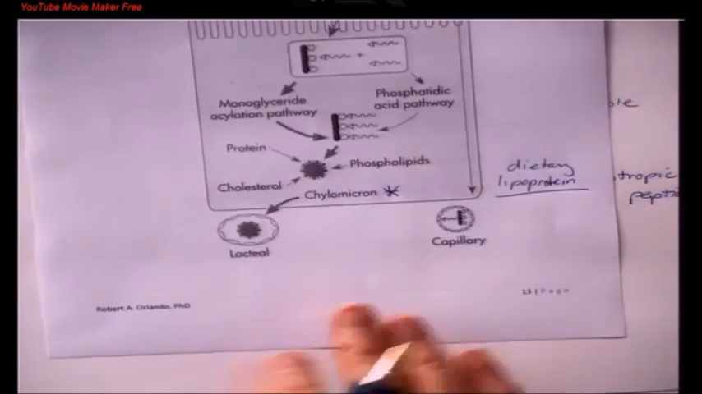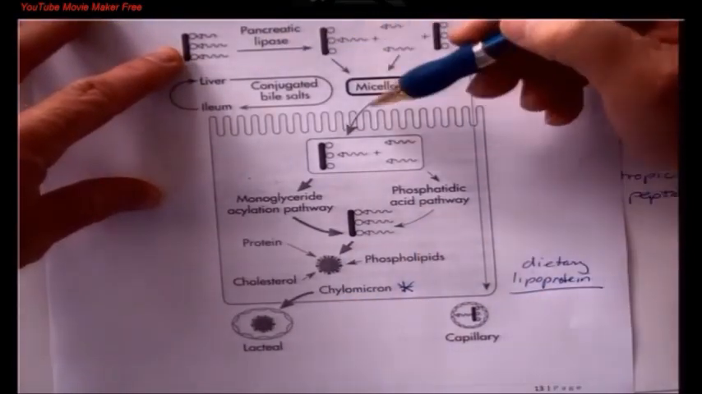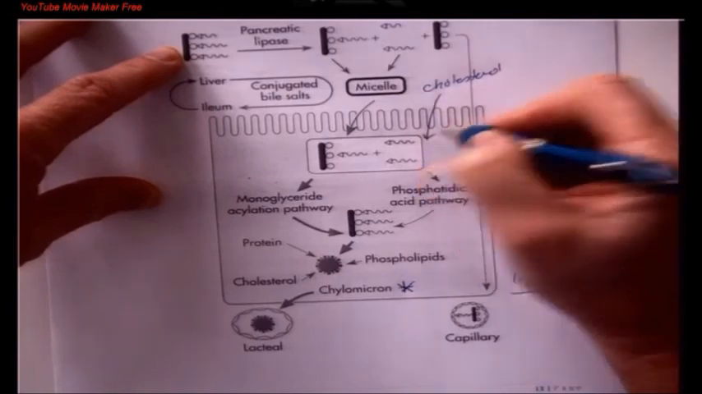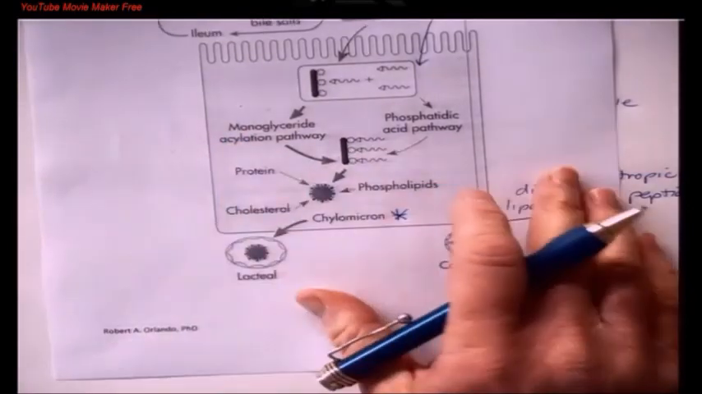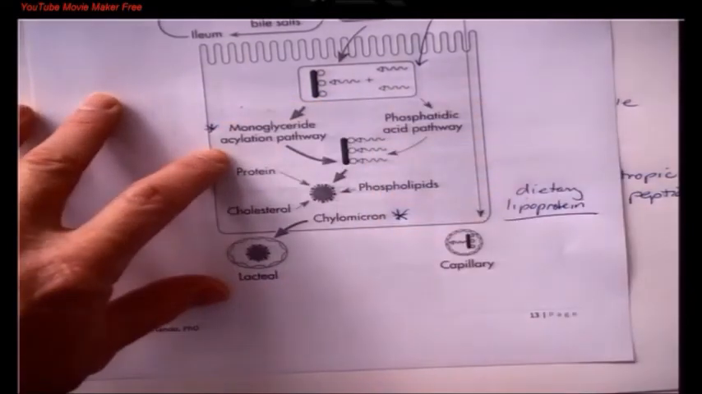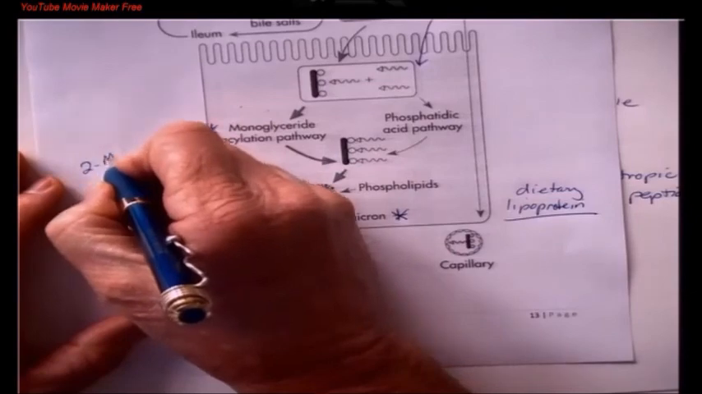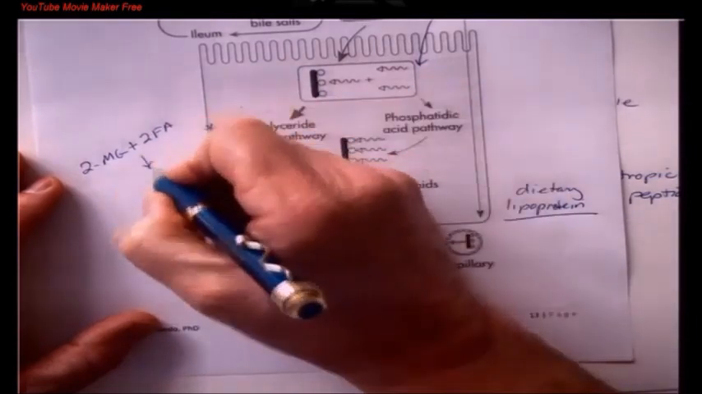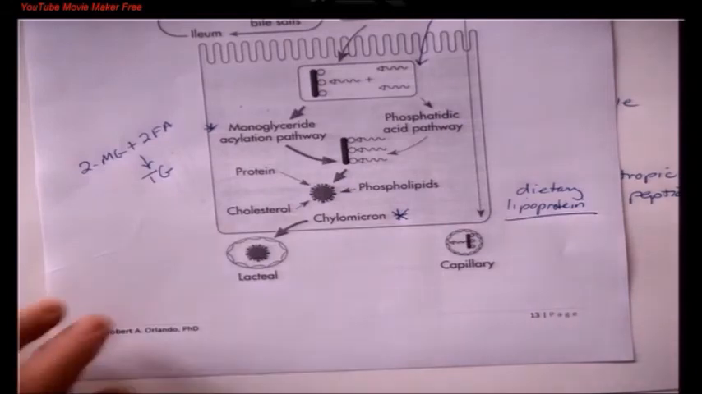What we're going to do now is we're going to take all of these molecules, these free fatty acids, 2-monoglyceride, cholesterol, everything that is coming inside the enterocyte, and we are going to repackage them. The first step we're going to do is we're going to perform what's called the monoglyceride acylation pathway. Very simple. We are going to take 2-monoglyceride. We are going to add 2 fatty acids to this, and we are going to generate a triglyceride structure. So we're reassembling exactly what we just broke down.